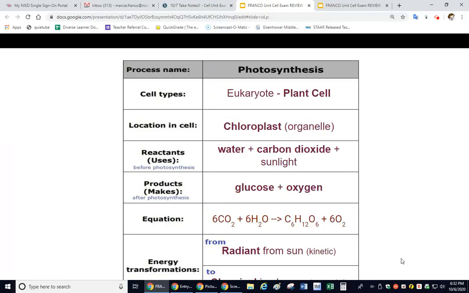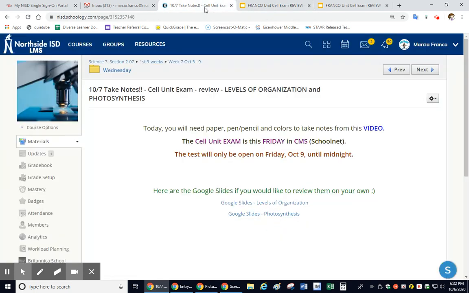Okay. So these are the notes you're taking for today. That's what's in these slides. And keep all your notes situated and organized, so that way you can use them for your test.